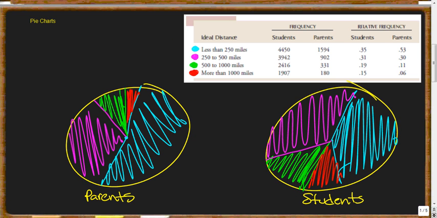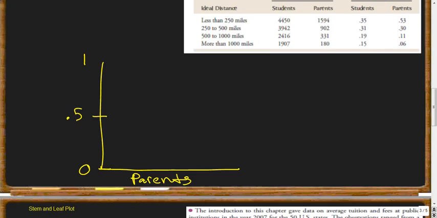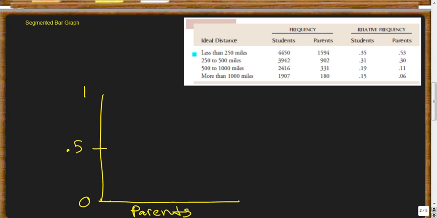Let me see the colors. Blue, purple, green, red. So we've got blue, purple, green, and red. Here's how this is going to work. We're going to start off with the less than 250. So for parents, that's 53%. So we're going to go up to 53% with blue.